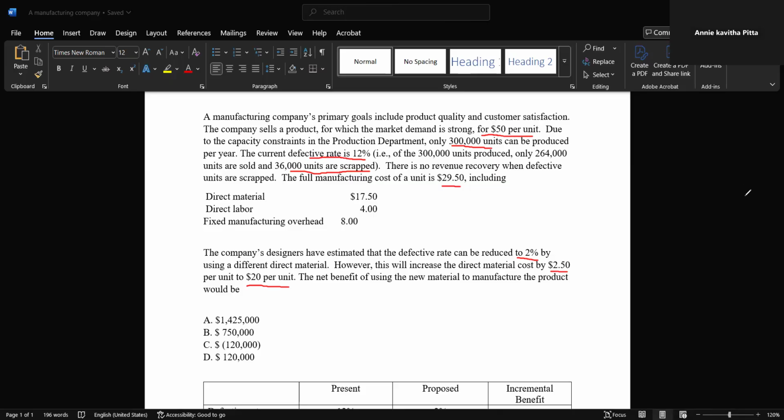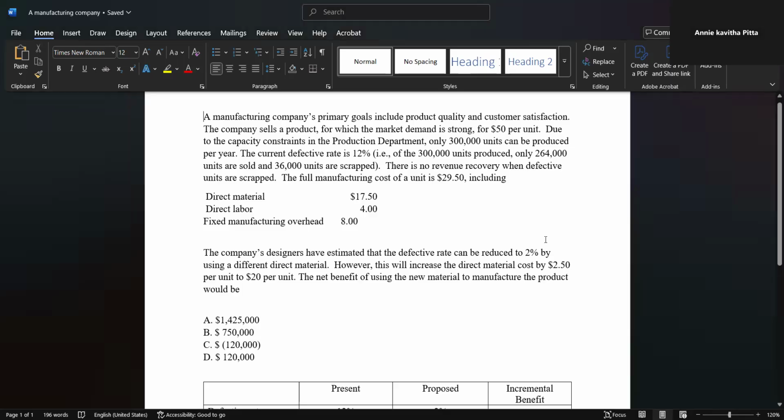So in a simple manner, if we were to present this particular solution, we have to think about what is the impact on the revenue because of this change in defective rate. So you can look at the incremental revenue, and because of the change in the defective rate, the material cost would increase by 2.50. There is no other change anticipated to take place. So how do we present this? Let's put it in a tabular form.